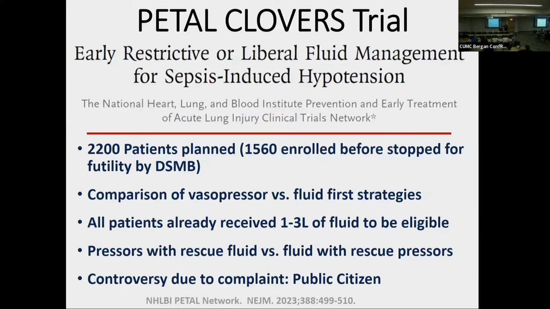There are options for rescue fluids in the pressors arm and rescue pressors in the fluids arm. And I'll show you those on the next slide. And then if you have questions at the end, I'm happy to talk about the complaint by Public Citizen. But there was a complaint, full disclosure, early on in the trial that it wasn't an ethical trial and that we were randomizing patients to two extremes that nobody ever used, and therefore it was unethical. It was looked at. It was slowed down in enrollment. There were a couple changes made to make sure that you could use rescues and that people would use rescue if they wanted to, and then it went on.